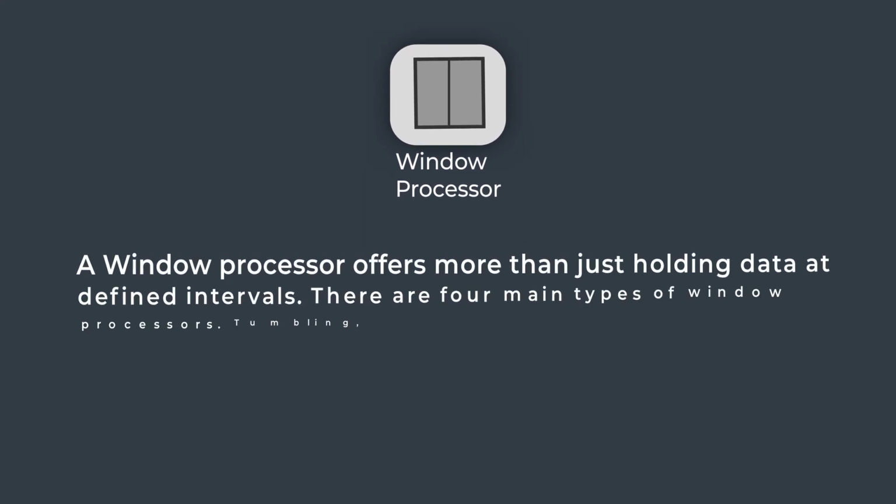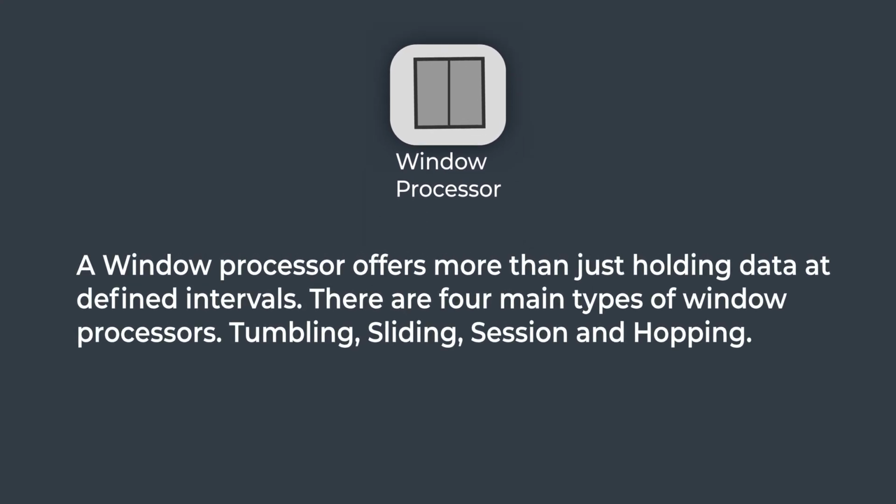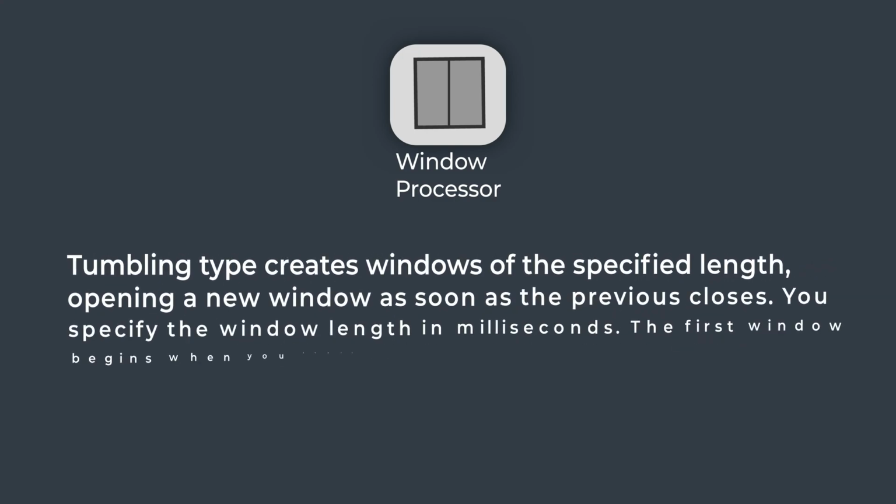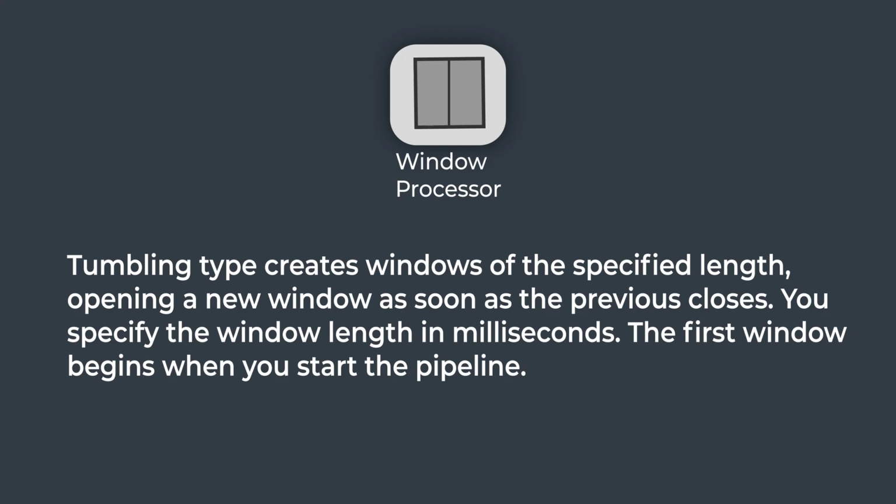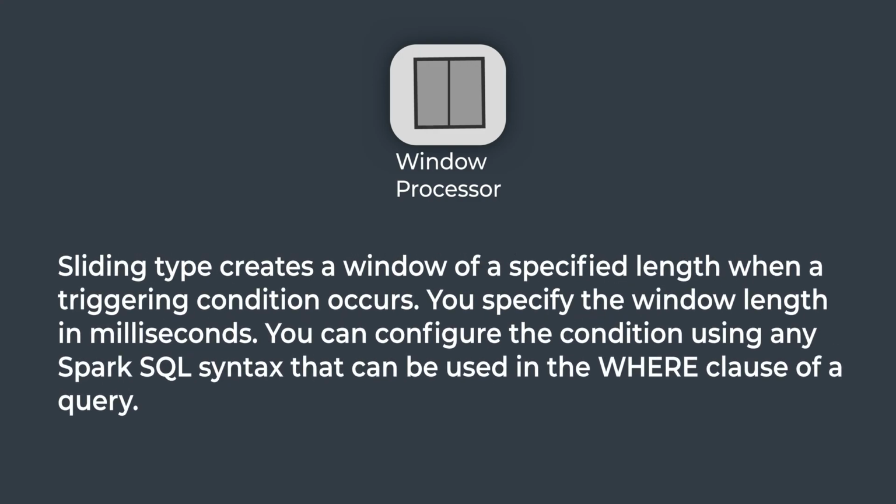A window processor offers more than just holding data at defined intervals. There are four main types of window processors: tumbling, sliding, session, and hopping. Tumbling type creates windows of the specified length, opening a new window as soon as the previous closes. You specify the window length in milliseconds. The first window begins when you start the pipeline. Sliding type creates a window of a specified length when a triggering condition occurs. You specify the window length in milliseconds.